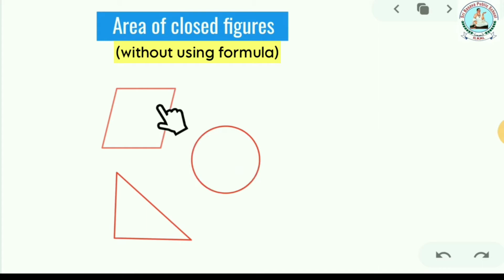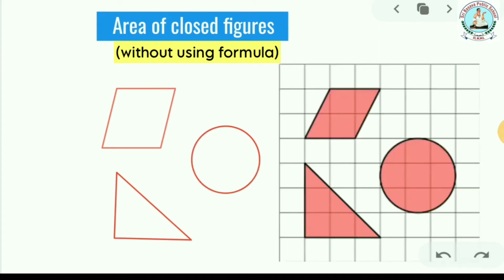To find the areas of these closed figures, we need to place them on a square paper. This is your square paper, where every square measures 1 centimeter in length and 1 centimeter in breadth. This is the square paper, or else we can call it graph paper as well. When you place these closed figures on this square paper, you will be able to find their area just by counting the number of squares completely covered by these 2D shapes or closed figures.